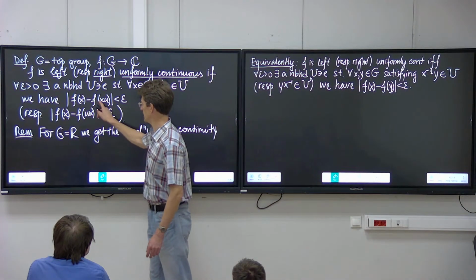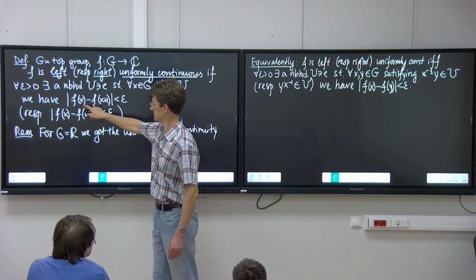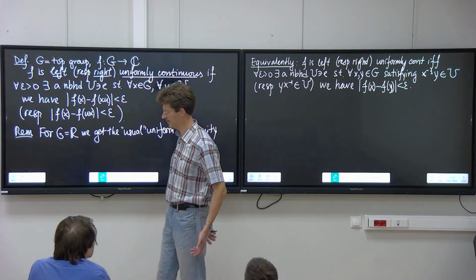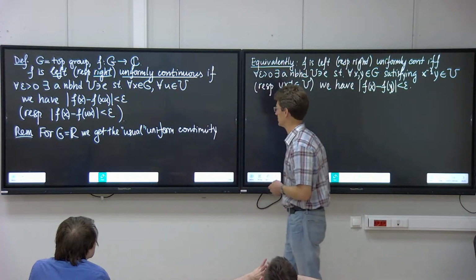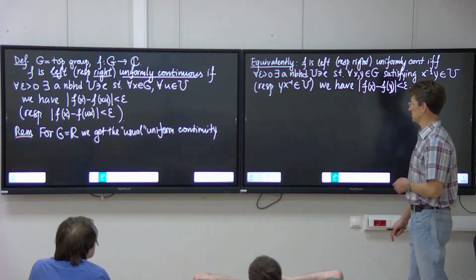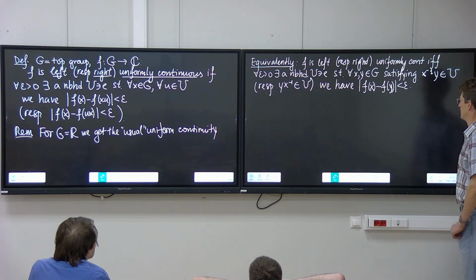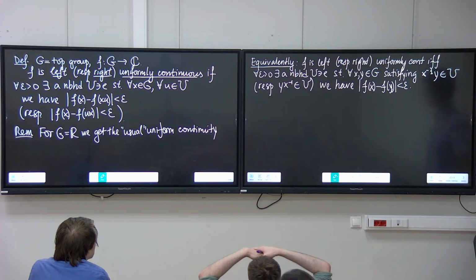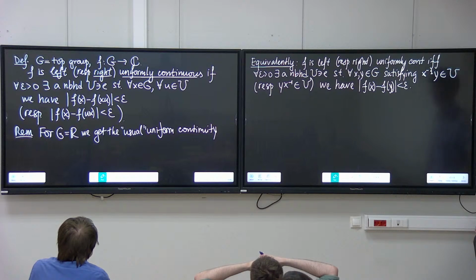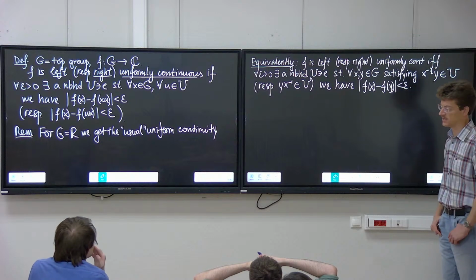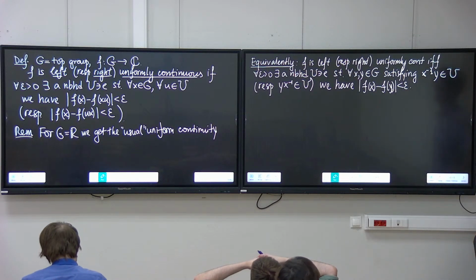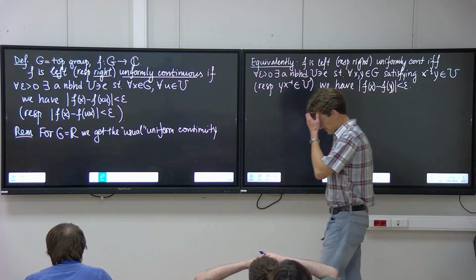If this is x, and this is y, then x inverse y is just u, a value which is in the neighborhood. And similarly for the right uniform continuity. So now it is really clear that for the real line we get the usual uniform continuity, because this property means that the absolute value of x minus y is less than delta. Okay.